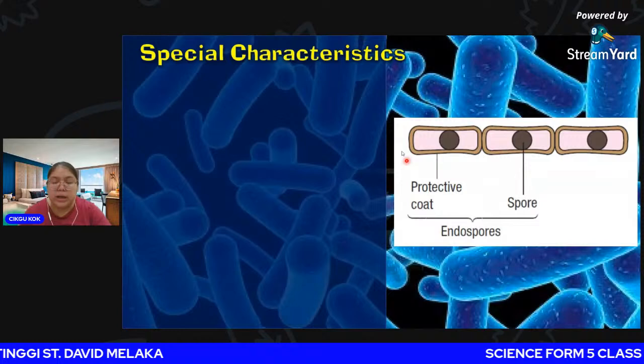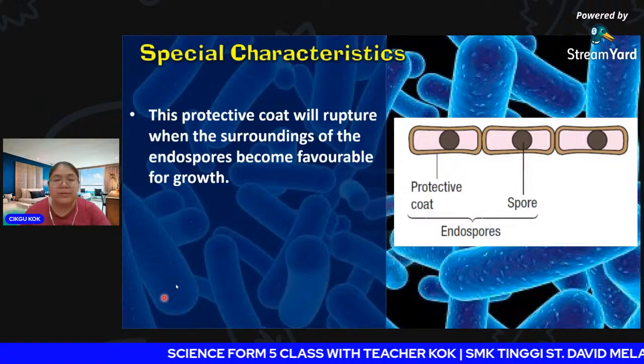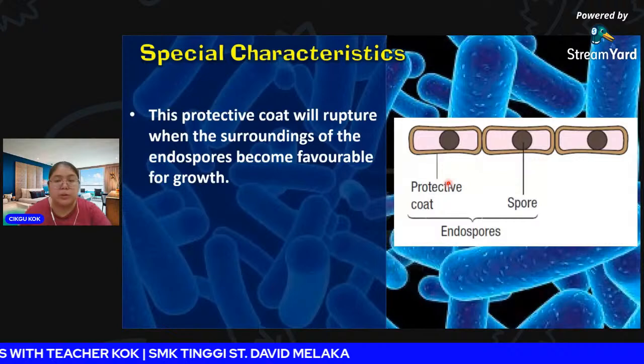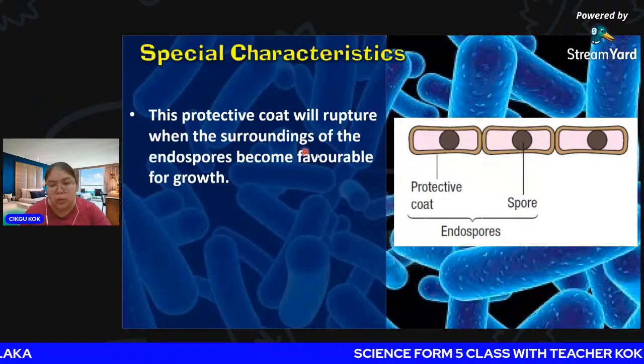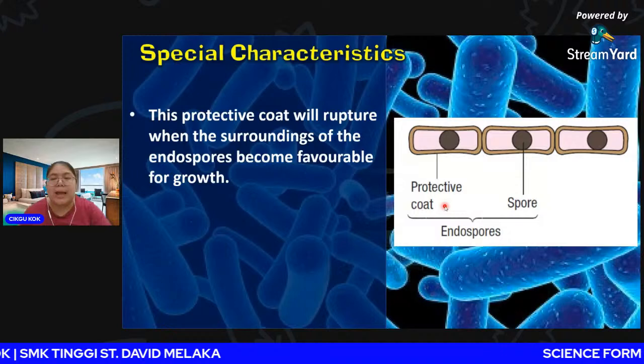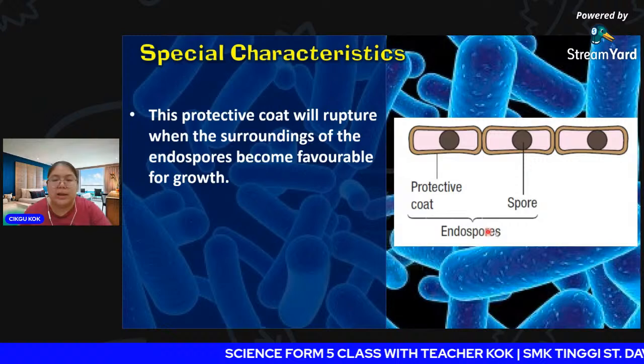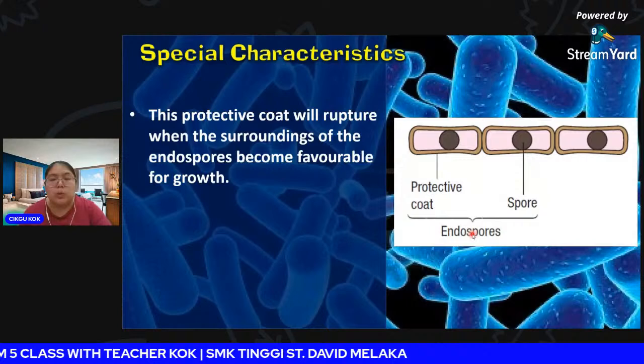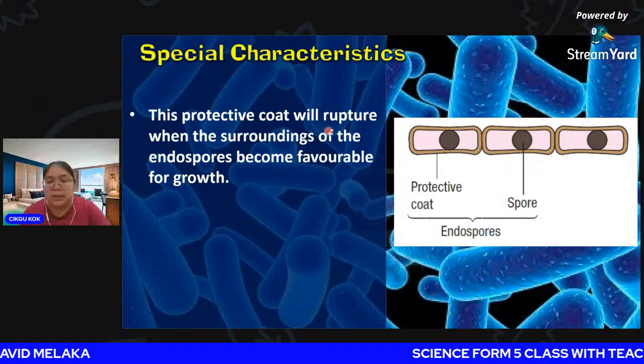Okay, now we're going to see when this protective coat will be ruptured. In what situation will the protective coat spoil? When the surrounding of the endospore becomes favorable for growth. If they want to grow, the protective coat will automatically spoil. They will open, then the size of the bacteria will become bigger. So that's why the endospore needs to be destroyed. If there's no growth, the endospore wants to cover the whole bacteria. So only in this situation will the protective coat rupture, when they want to grow and make the size bigger.